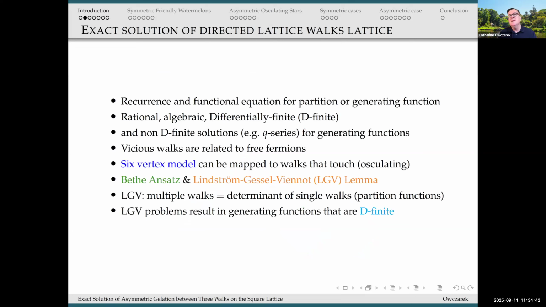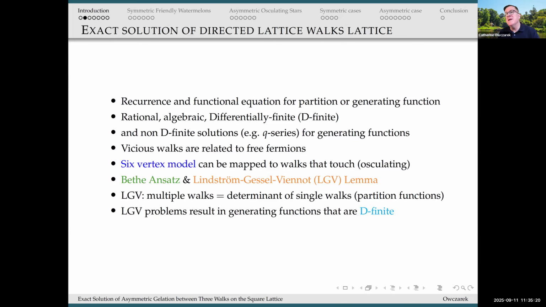The way you go about solving these problems is you usually find a recurrence equation for the partition function, or in fact a functional equation, which is the more modern way of doing it for the generating function. And the solution of these problems can be in various different formats. You can have a rational generating function, an algebraic generating function, a differentially finite generating function, or you can have non-D-finite solutions like q-series for these generating functions. We found all different types.